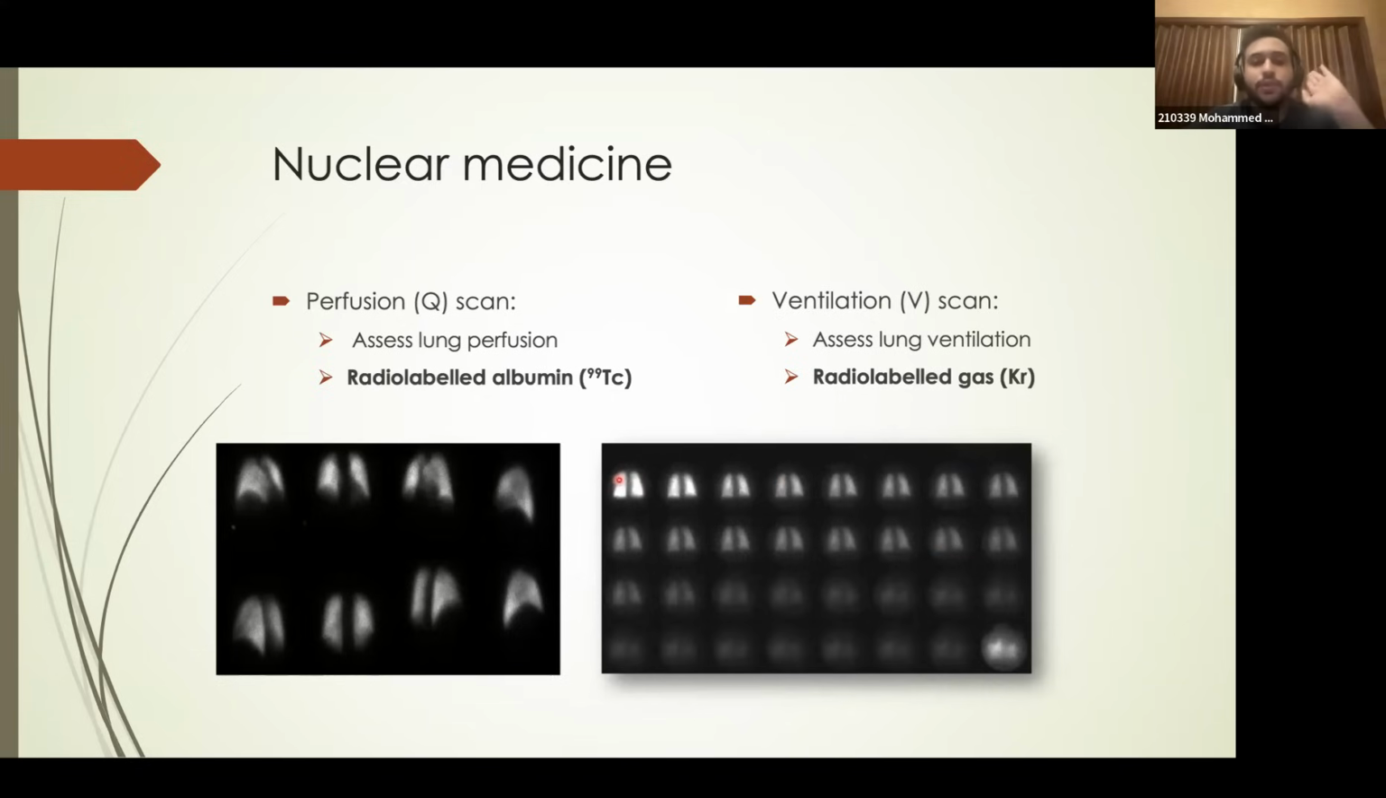Now we want to see if it's perfused. We use radio-labeled albumin, because in blood, what's the most abundant protein? Albumin. So we radio-label this albumin with technetium, and you'll be able to assess the whole lung perfusion. Now, next step: how do we use this in pulmonary embolism, and why does it show a mismatch between ventilation and perfusion? In pulmonary embolism, all that's happening is you have a clot, an emboli, traveling to the lungs and basically blocking one of the pulmonary vessels that's supplying the lungs.